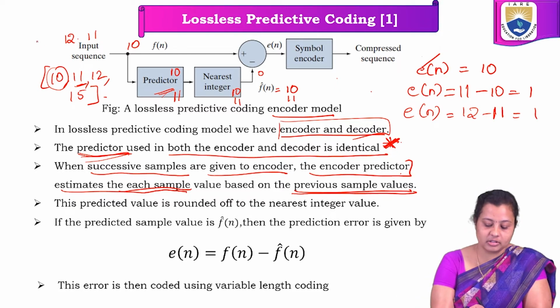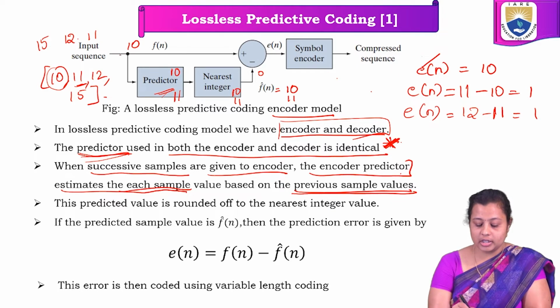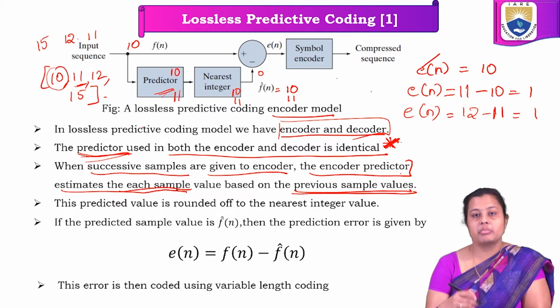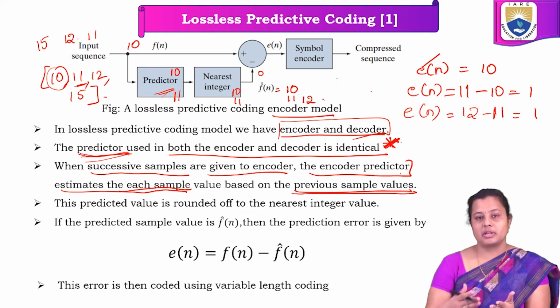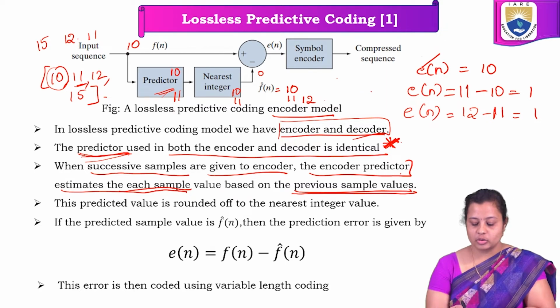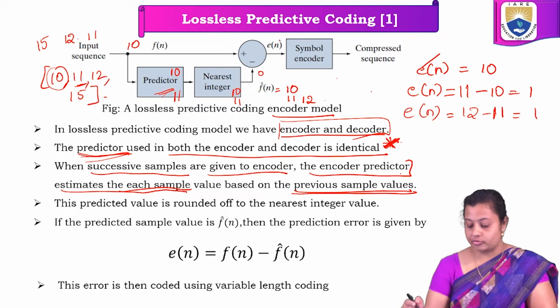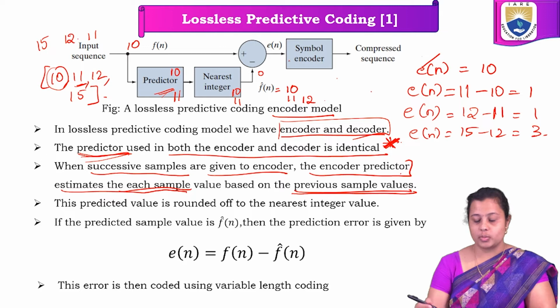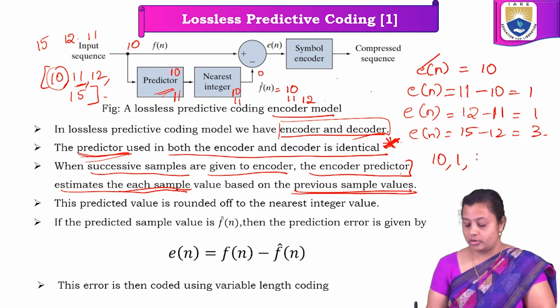Now I have my sequence to be 15. Right? So based on my previous pixels, what will be my predicted value of the next pixel? It will be 12. Right? So the predictor is saying that the next value is 12, but the actual value is 15. So what will be the error now? 15 minus 12, that is 3, right? So this sequence, the first error is 10, next error is 1, 1, 3.